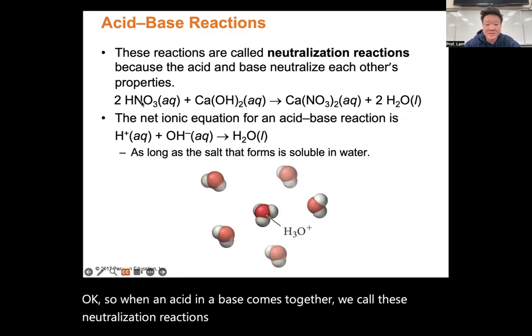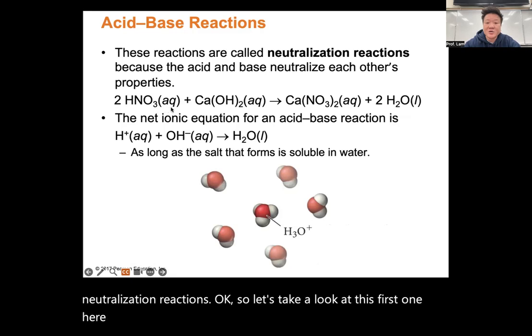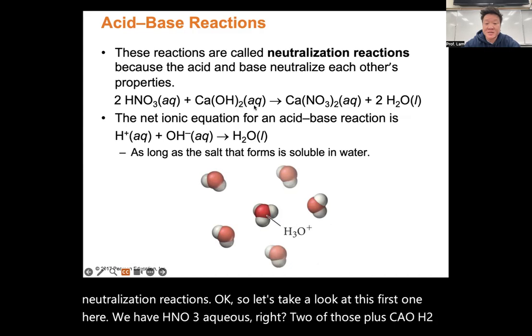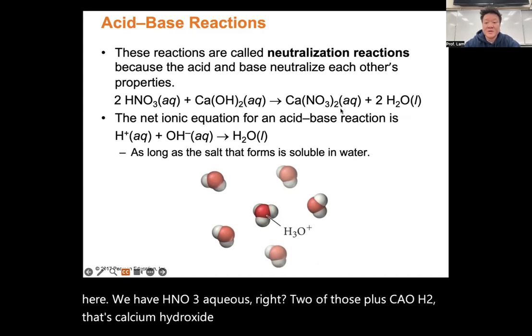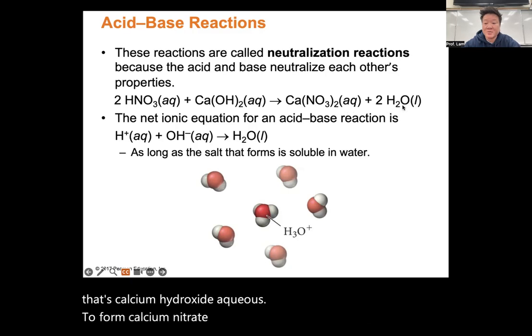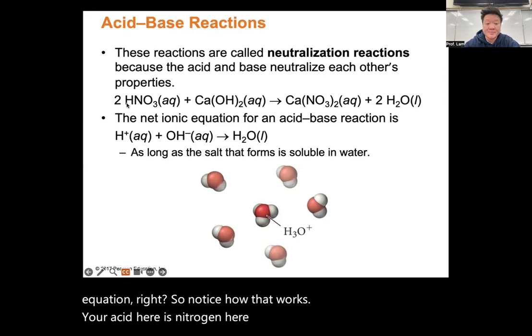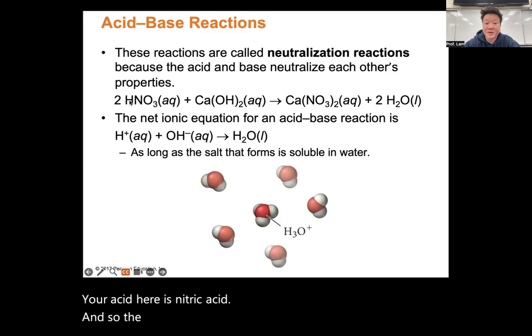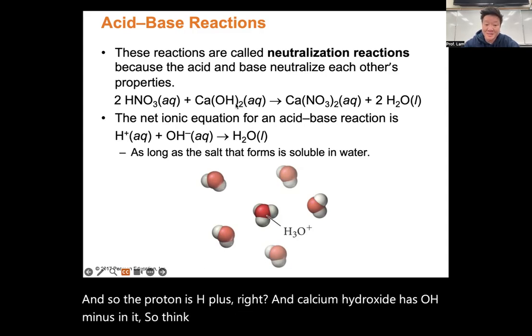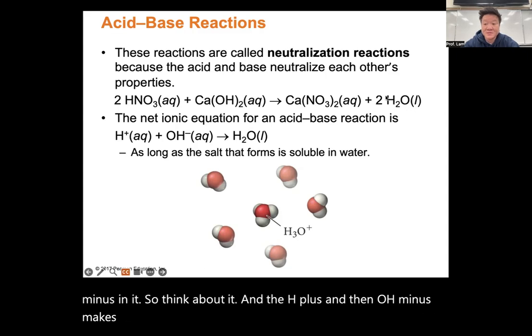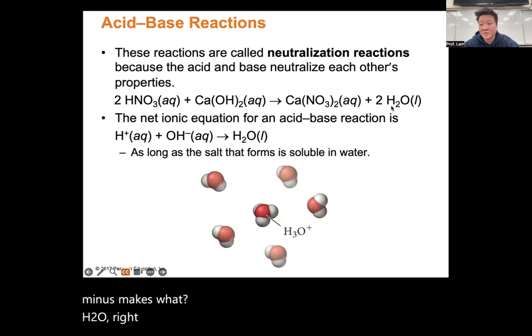So let's take a look at this first one here. We have HNO3 aqueous, two of those, plus Ca(OH)2, that's calcium hydroxide aqueous, to form calcium nitrate aqueous and two water. It's a balanced equation. So notice how that works. Your acid here is nitric acid, and so the proton is H plus. And calcium hydroxide has OH minus in it. So think about it, the H plus and the OH minus makes what? H2O. And then what's the other couple?